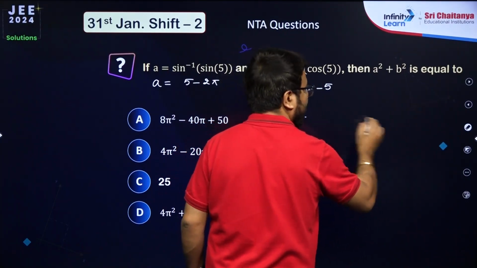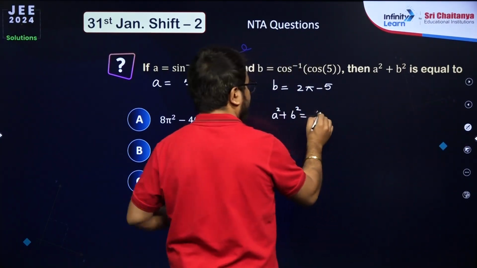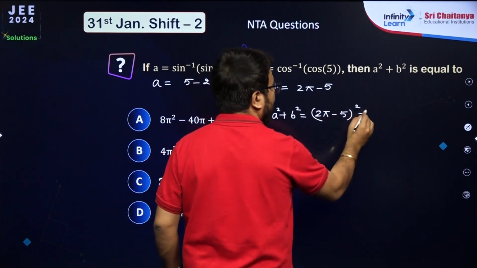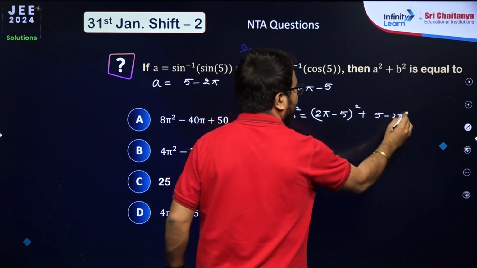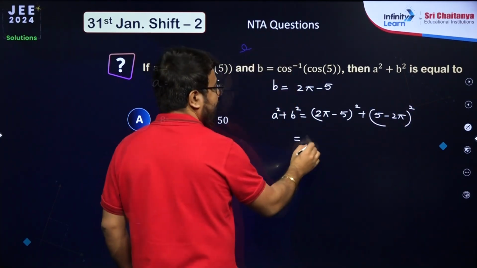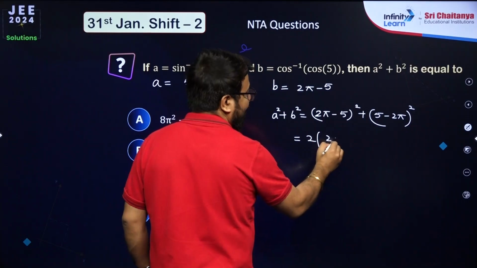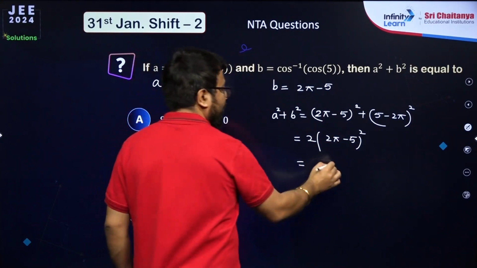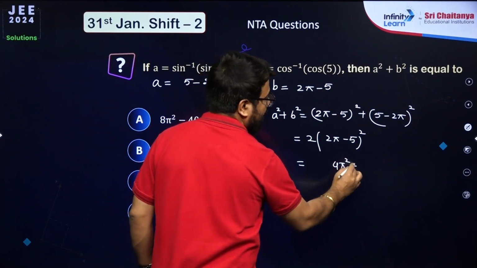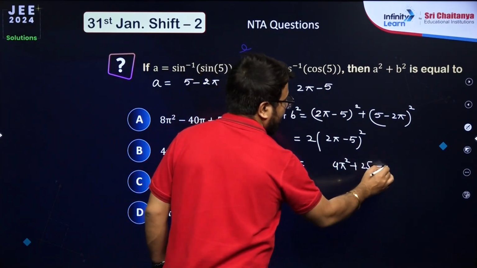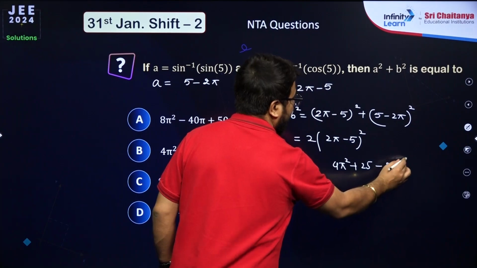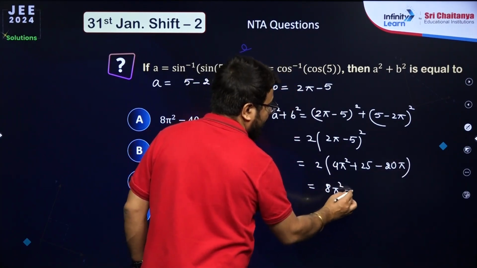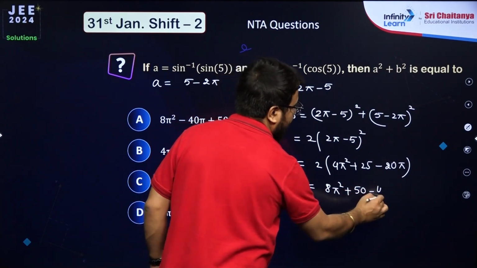Just a minute. Let me write here. 2 pi minus 5 whole square, 5 minus 2 pi whole square when added together. So that will generate 2 times of 2 pi minus 5 whole square, because both are same. So it becomes a square, then b square, then 2ab. So this becomes 8 pi square, then 50 and then 40 pi.